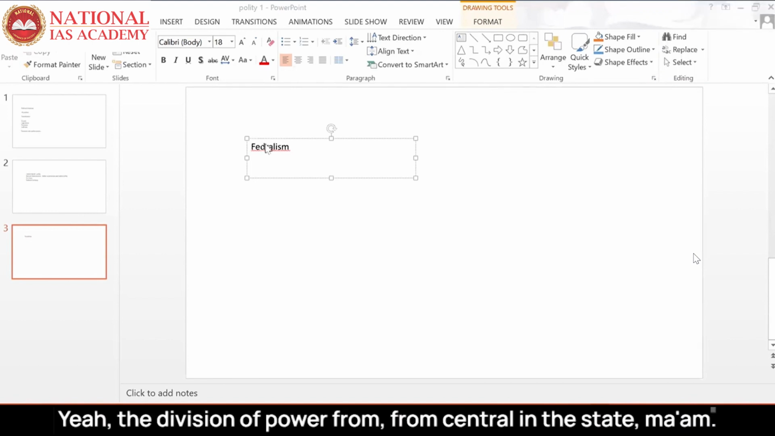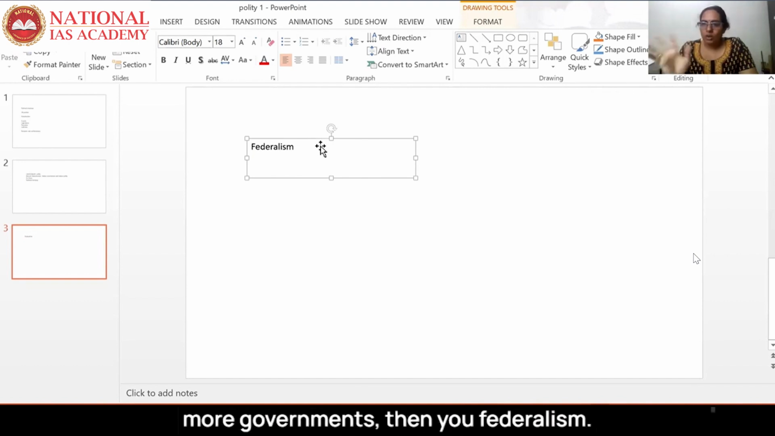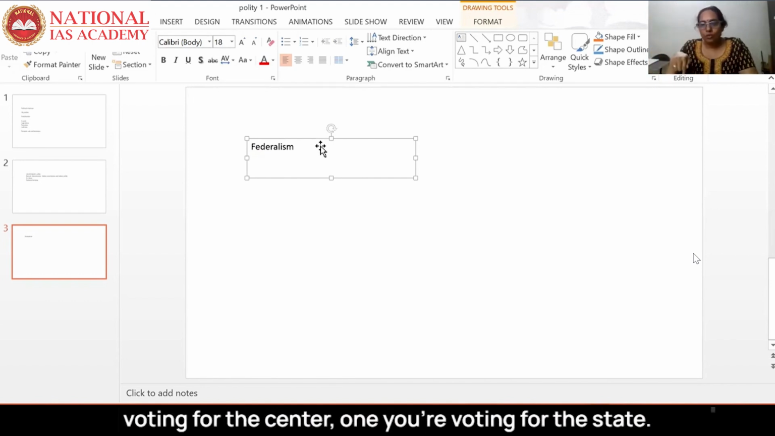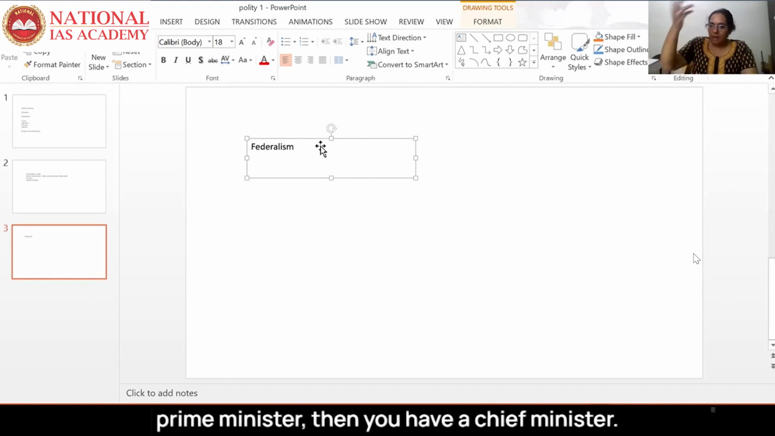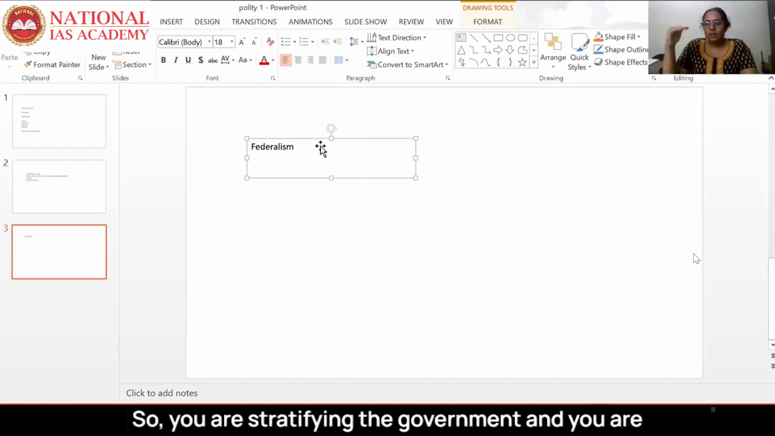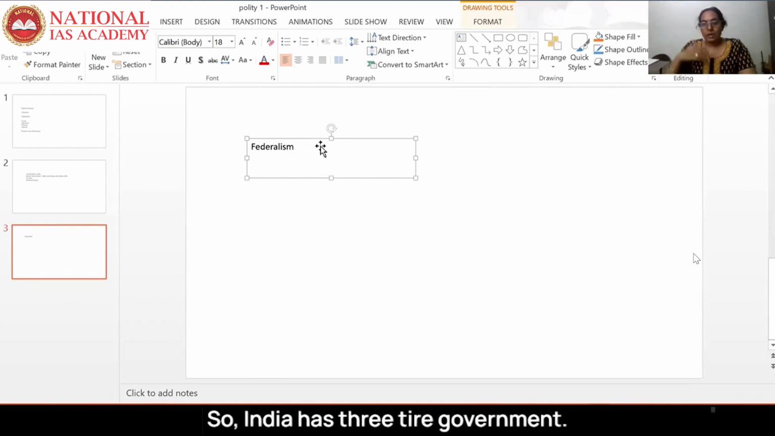The division of power between the central and the state, ma'am. Yes, very good. So when you have 2 governments or more, then you call it federalism. If you see, you're voting 2 times. One, you are voting for the center, one, you are voting for the state. If you are located in a state, then you have a prime minister, then you have a chief minister. So you have 2 levels of government. You are stratifying the government into center, state, local government. So India has a 3-tier government. You have divided it into tiers.